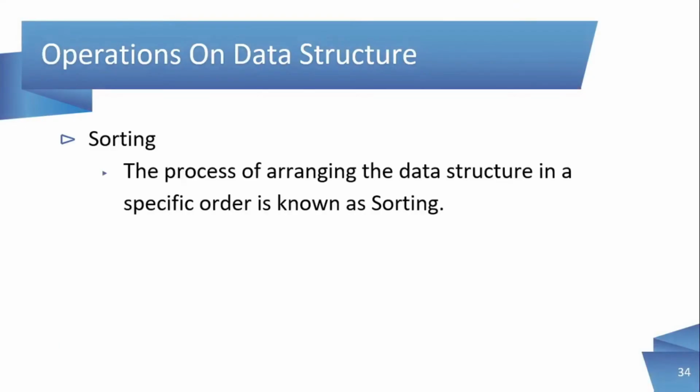Sorting. The process of arranging the data structure in a specific order is known as sorting. Sorting is the process of arranging data into meaningful order so that you can analyze it more effectively. There are many algorithms that can be used to perform sorting. For example, we have insertion sort, selection sort, and bubble sort.